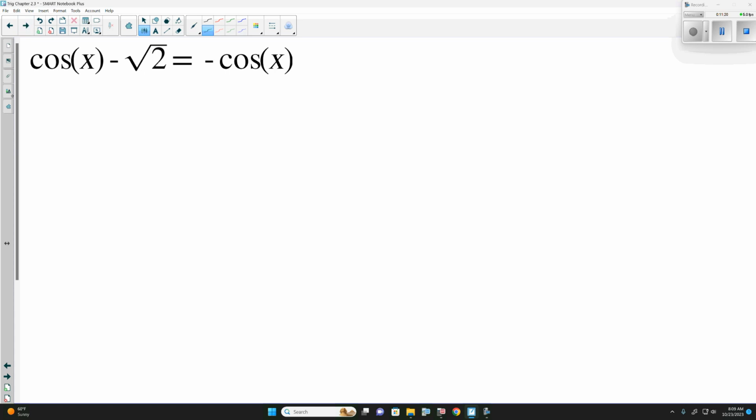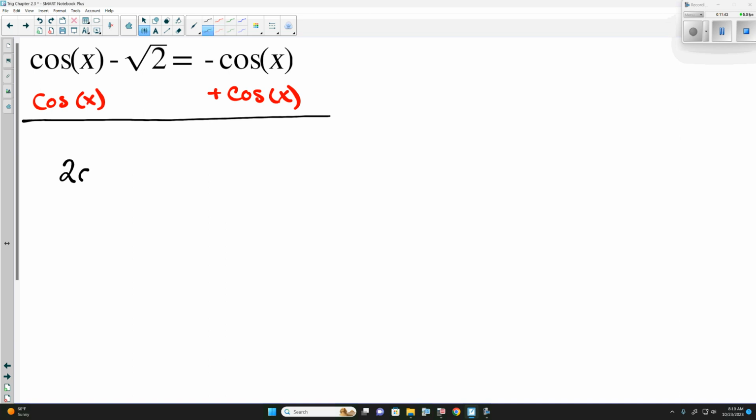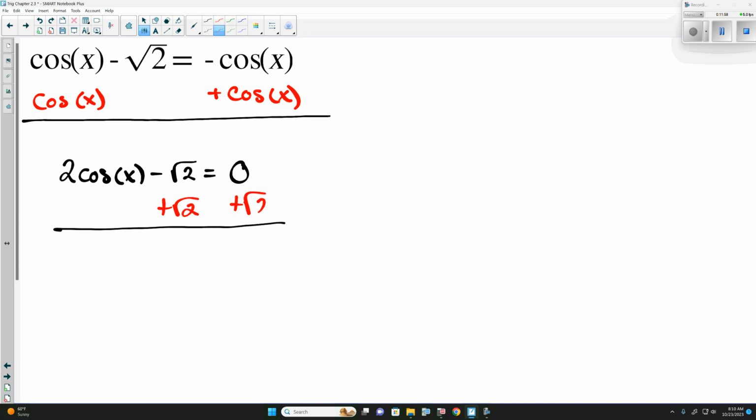Cosine of x minus square root of 2 equals negative cosine of x. Well, this is essentially the same thing as the last one. So the first thing I'm going to do is get the cosines on the same side. And if we add cosine of x to both sides, we get 2 cosine of x minus the square root of 2 is equal to 0. And just like the last one, we can add the square root of 2 to both sides. Well, almost. On the last one we subtracted.